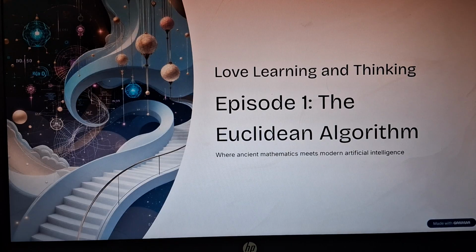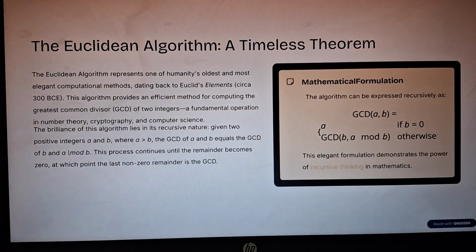So let's not waste time and dive into a very interesting concept in modulo arithmetic, that is the Euclidean algorithm. So what's the Euclidean algorithm? Euclidean algorithm, a timeless theorem. The Euclidean algorithm represents one of humanity's oldest and most elegant computational methods, dating back to Euclid's Elements. This algorithm provides an efficient method for computing the greatest common divisor of two integers, a fundamental operation in number theory, cryptography, and computer science.